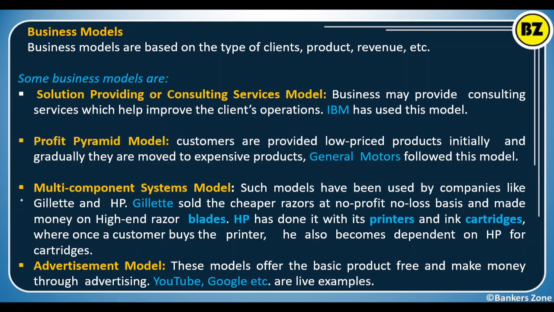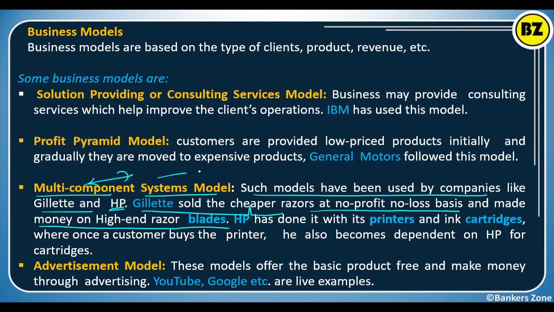Okay, now the multi-component system model. What is that multi-component system model? Multi-component means you are using different components. Such models have been used by companies like Gillette and HP. See, Gillette sold the cheaper razors for no profit, no loss, and they made money on what? High-end razor blades only. So Gillette is selling the razor, you took the razor, no problem. Whatever blades are used for the razor will have a high price. So obviously, right? Now see another example.